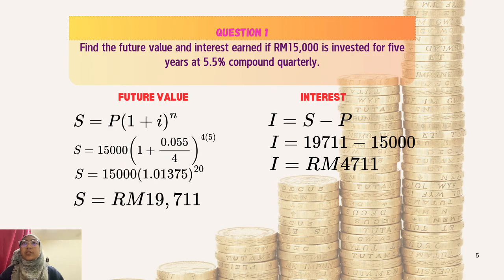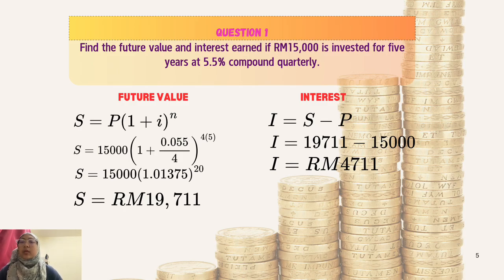Question 1. Find the future value and interest earned if 50,000 is invested for 5 years at 5.5% compounded quarterly. First, we have to find the future value. We use the formula S equals P bracket 1 plus I to the power of N. P is 15,000 bracket 1 plus 0.055 per 4 to the power of 4 times 5. S equals 15,000 times 1.01375 to the power of 20. S equals RM 19,711.